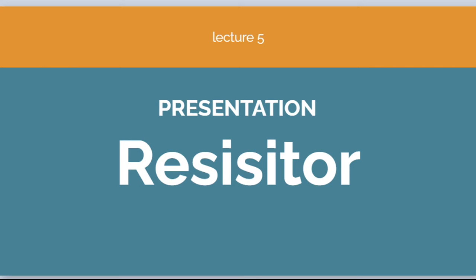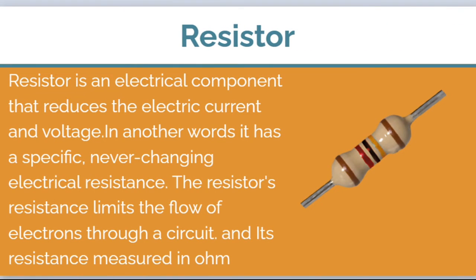In this lecture, I'm going to talk about the resistor. The resistor is an electrical component that reduces the electric current and voltage. In other words, it has a specific, never-changing electrical resistance. The resistor resistance limits the flow of electrons through a circuit, and its resistance is measured in ohms.